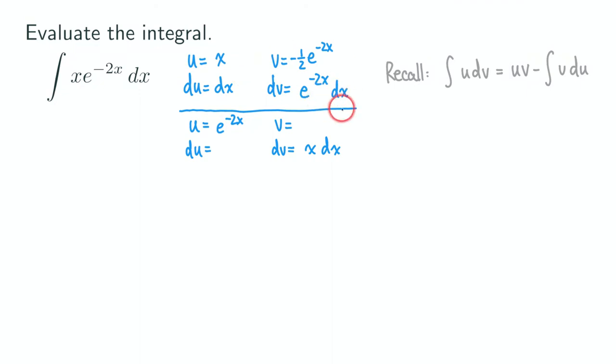That's what the table is. Now, if you follow the formula and put down the right-hand side, it's going to look like this. We have u times v, right? So we have u times this v here, so let's put that. We have x and then times, what is that? That's negative 1/2 e to the negative 2x. So negative 1/2 e to the negative 2x.